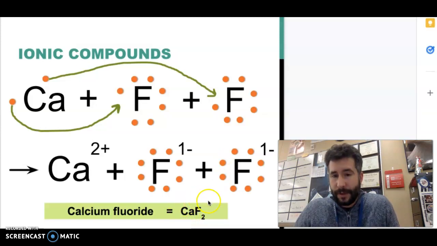We're going to write the formula like this. Calcium, we don't write the 1. It's kind of like writing 1x in math. You don't have to write the 1. And then F2. We use that subscript there to say how many atoms are bonding in what ratio. So 1 atom of calcium with 2 atoms of fluorine.